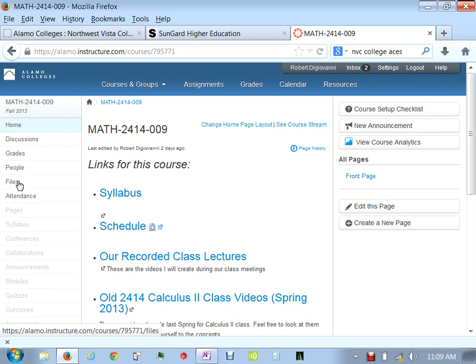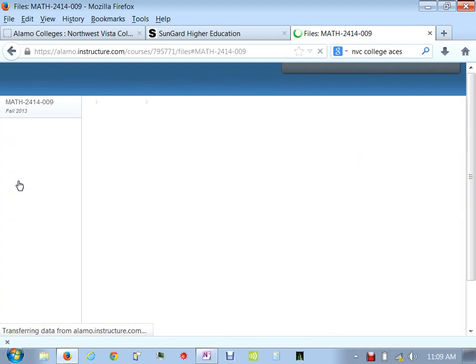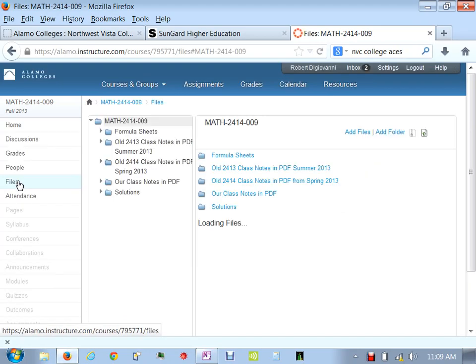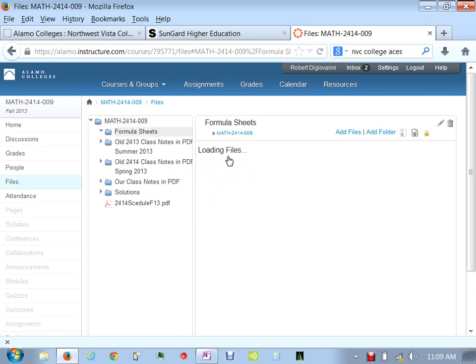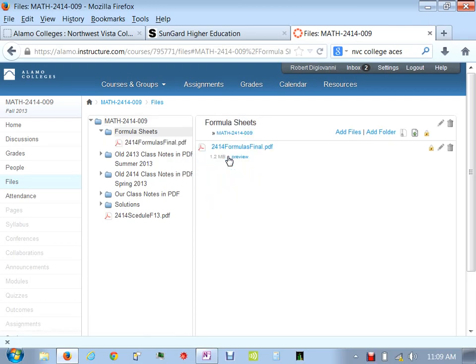Files, this is important. Okay, even though there's all those videos and everything else there, if you click on files, I have multiple folders over here. It's a bit overwhelming, but first of all, formula sheets. You are allowed to have formula sheets on every exam you take in here, but you can only have this one. Okay, so if you click on that, you open that up at home, you print it off, that's what you're allowed to have.